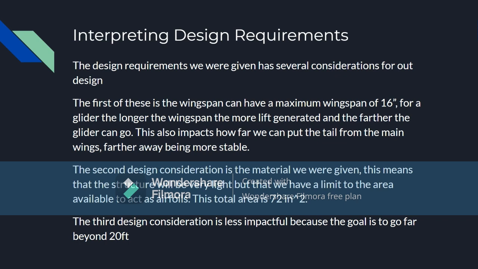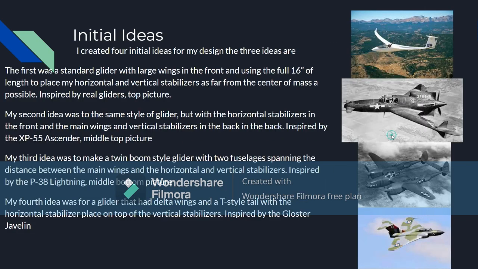The second design consideration is the material we were given. This means that the structure will be very light, but that we have a limit to the area available to act as airfoils. This total area is 72 inches squared. The third design consideration is less impactful because the goal is to go far beyond 20 feet.